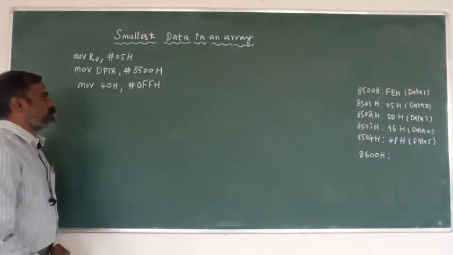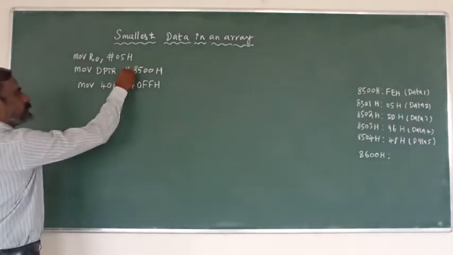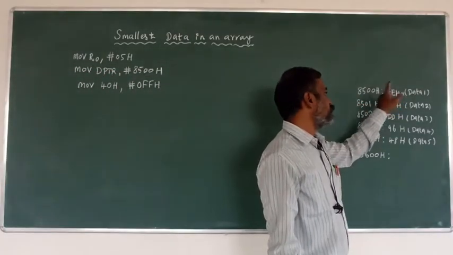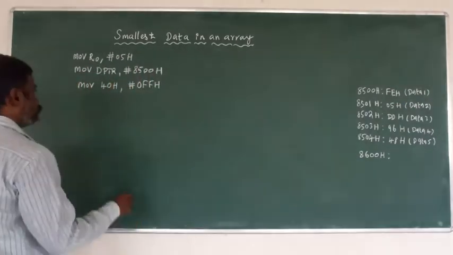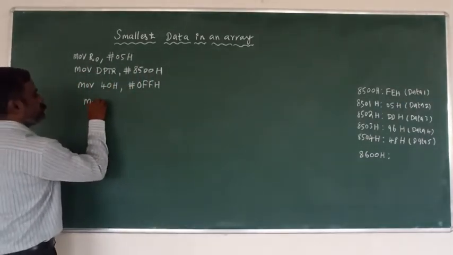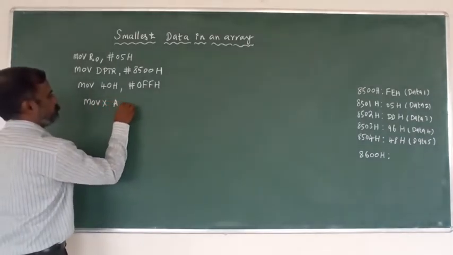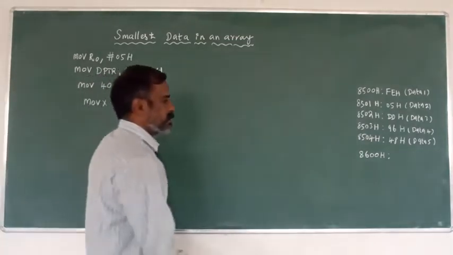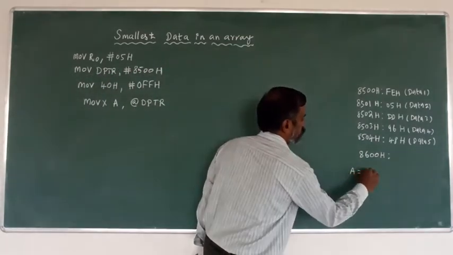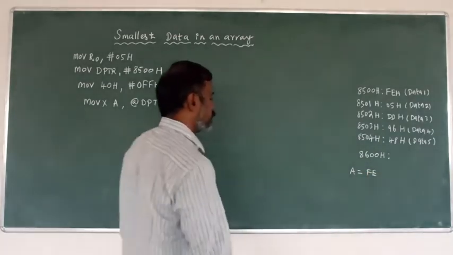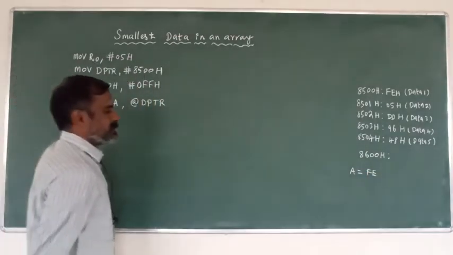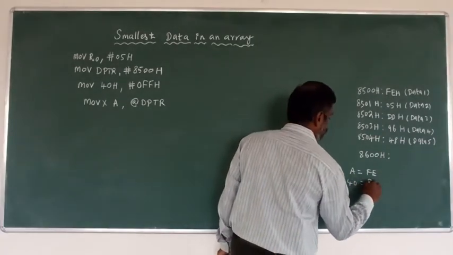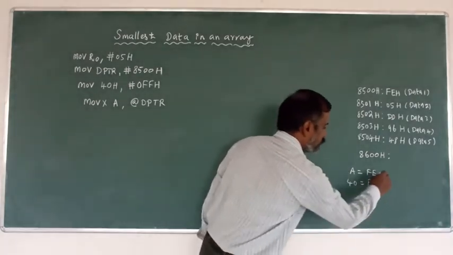Okay. Next, the first data is moved to the accumulator. The first data FE at 8500 is moved to the accumulator. For that we can use MOVX A, @DPTR. Okay. Now accumulator value A equals FE, and internal memory address 40H data is FF. Now to compare these two data.